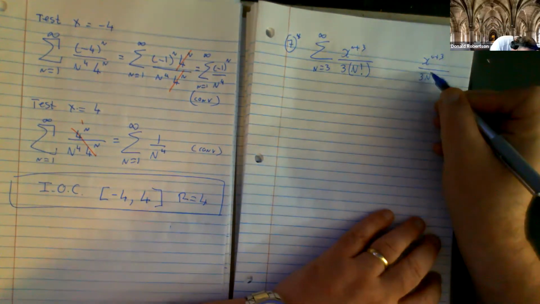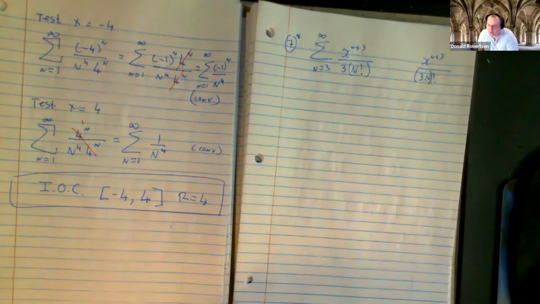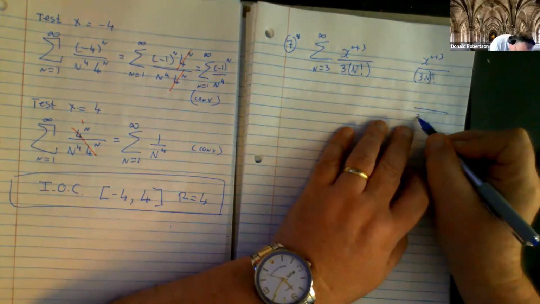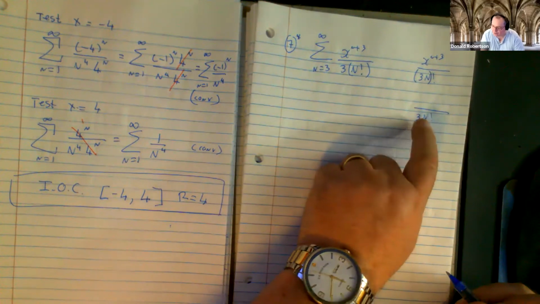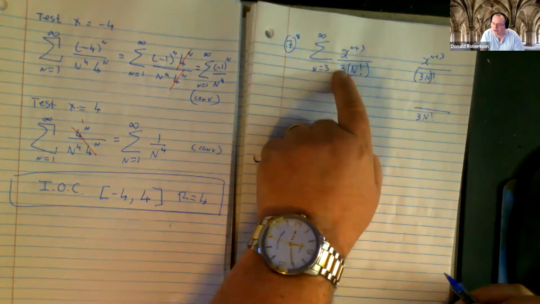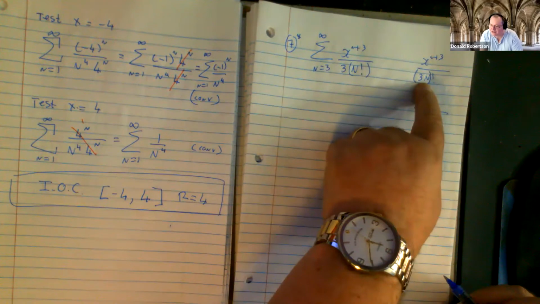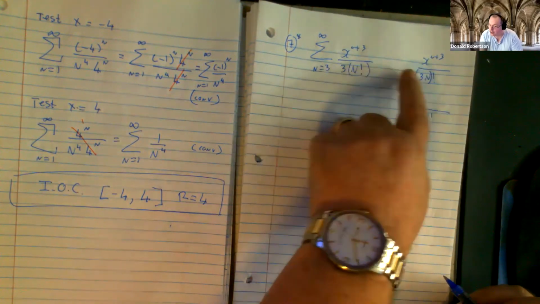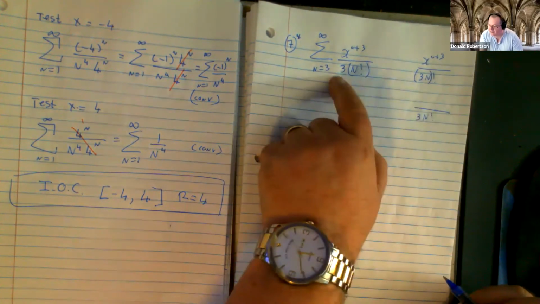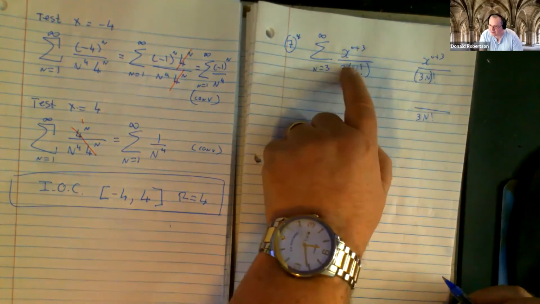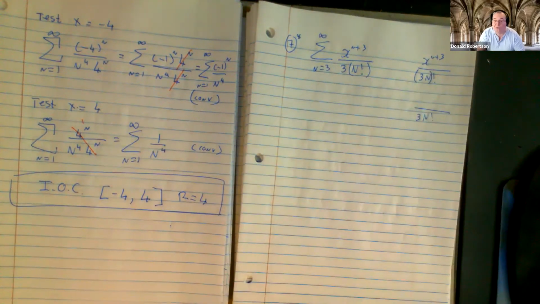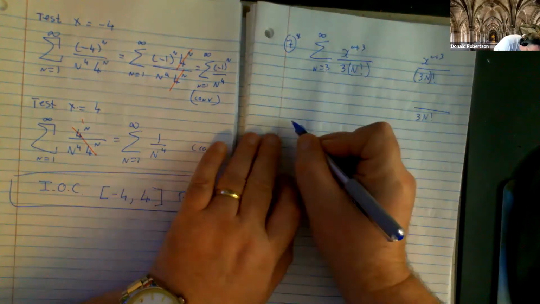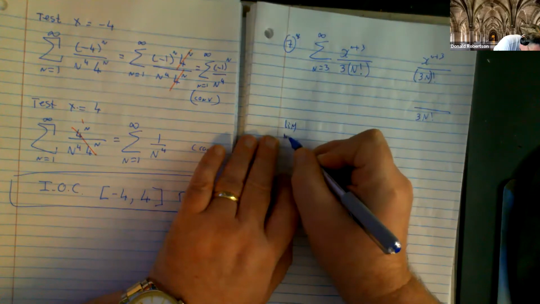If they want you to do (3n) factorial, they must put a bracket around it. So if you see 4n factorial, it means 4 lots of n factorial. It doesn't mean this guy, because this guy and this guy are not the same, right? 3 times 10 factorial is not the same as 30 factorial, right? Trust me, they're miles different. So let's do the ratio test.